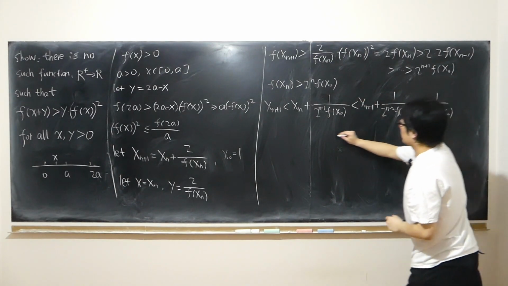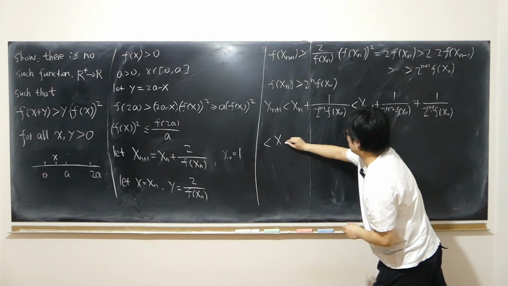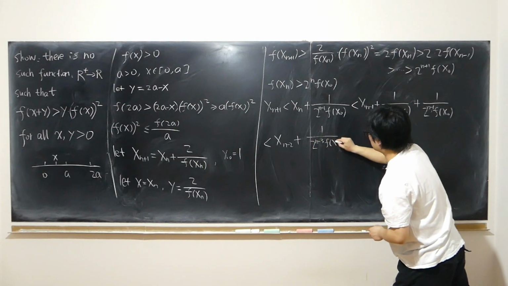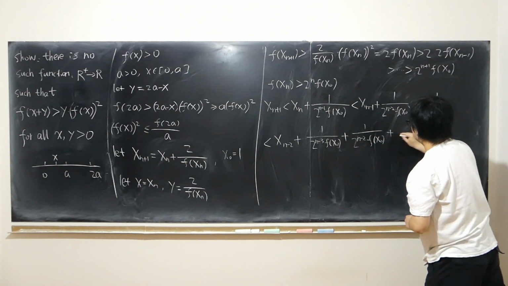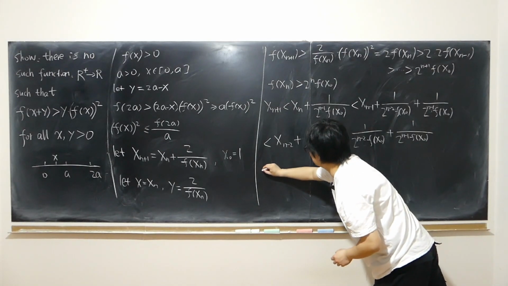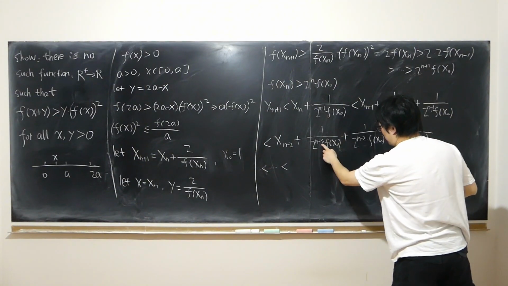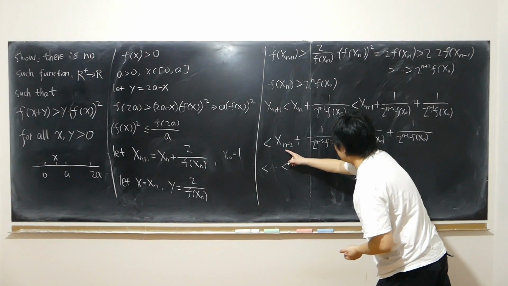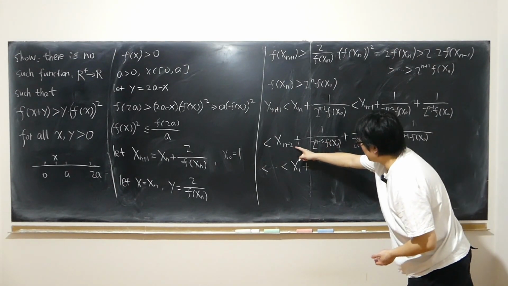So I do the same thing to this one. Smaller than, replace this subscript with this subscript. So x_{n-2} plus 1 over 2 to the n minus 3 f of x_0. I copy down this and that: 1 over 2 to the n minus 2 f of x_0 plus 1 over 2 to the n minus 1 f of x_0. So f of x_0 is a common factor here. If it's minus 2, then it's minus 3, minus 2, minus 1. So if I replace this with n minus 1, so x_1.